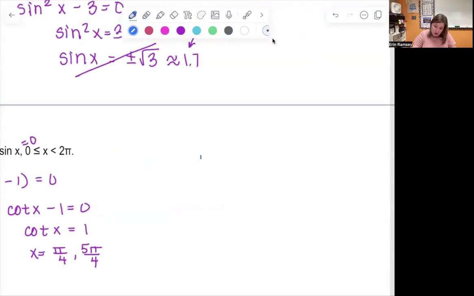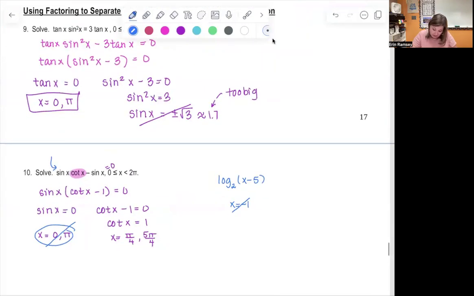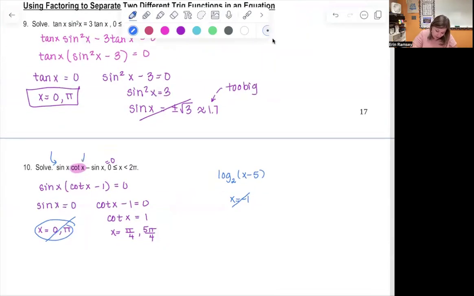It is just the same as with logs. If I have log base 2 of x minus 5 and I try to use x equals -1, we can't do that because we can't have a negative number inside the log. It's not in the domain. So this is extraneous. Here, if I try to let x equal 0 and I do cotangent of 0, that is undefined. So it will not work in the equation and we have to eliminate it. So the only two that are good are going to be these right here. That's kind of a sneaky thing that we have to keep in mind.